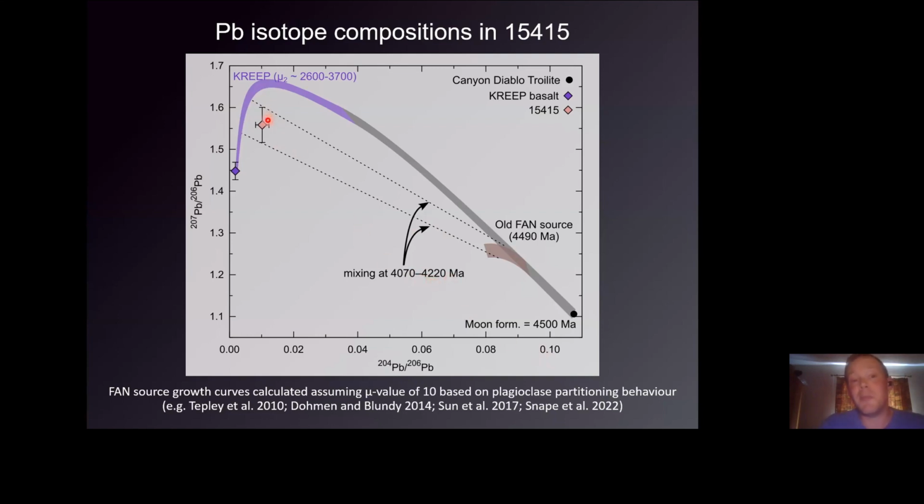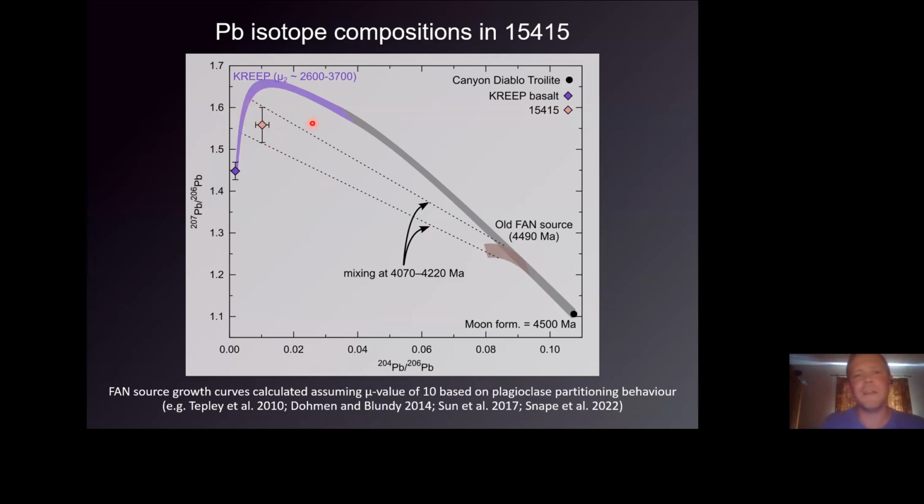And you're looking at maybe just about an addition of something like 1 to 1.5% of KREEP component. And because KREEP is that much more enriched in the incompatible trace elements, you only need that small amount to drag the composition away from the FAN source here up towards the KREEP curve.